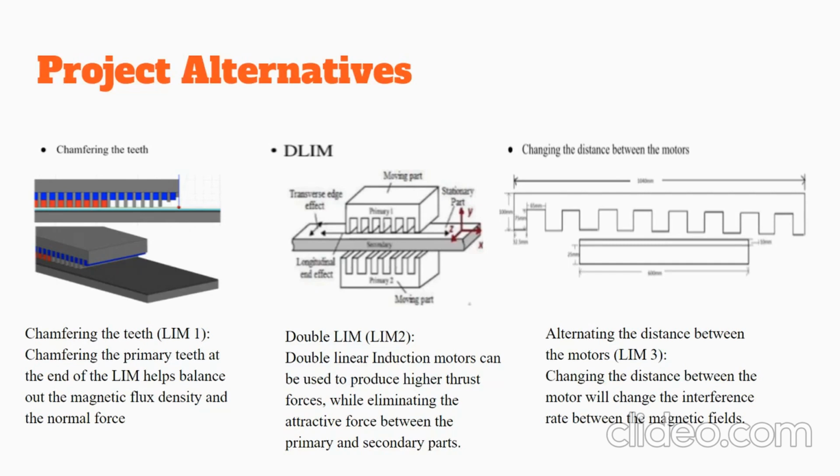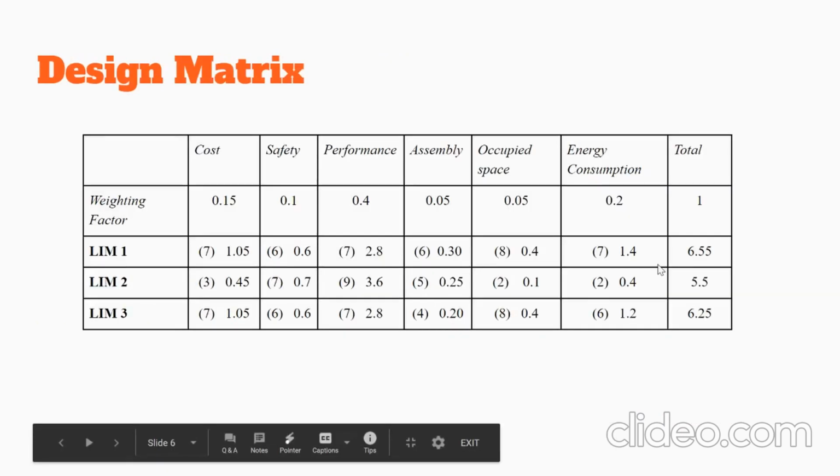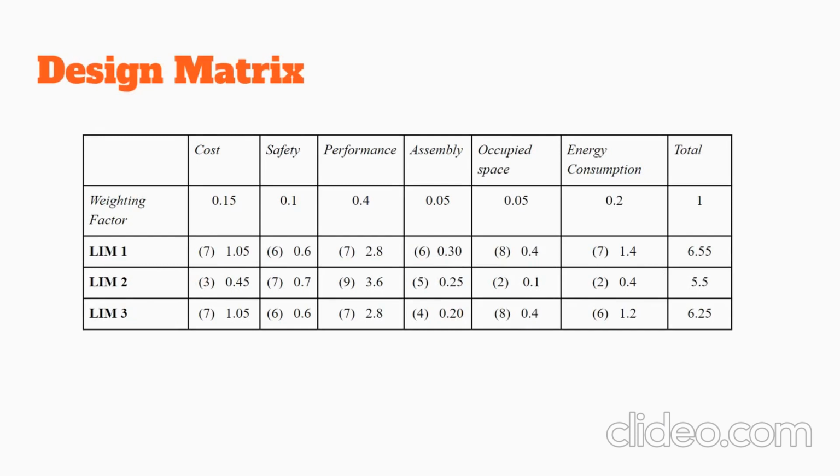So the performance of each configuration was put under test by running finite element analysis simulations for each one of them. And the decision matrix was utilized to reduce subjectivity in decision making while clarifying and prioritizing options. A score was given based on how well the configuration meets the predetermined engineering characteristics. Chamfering the teeth and changing the distance between the motors will help reduce the end effect significantly, while using double LIM will boost the performance of propelling the pod.